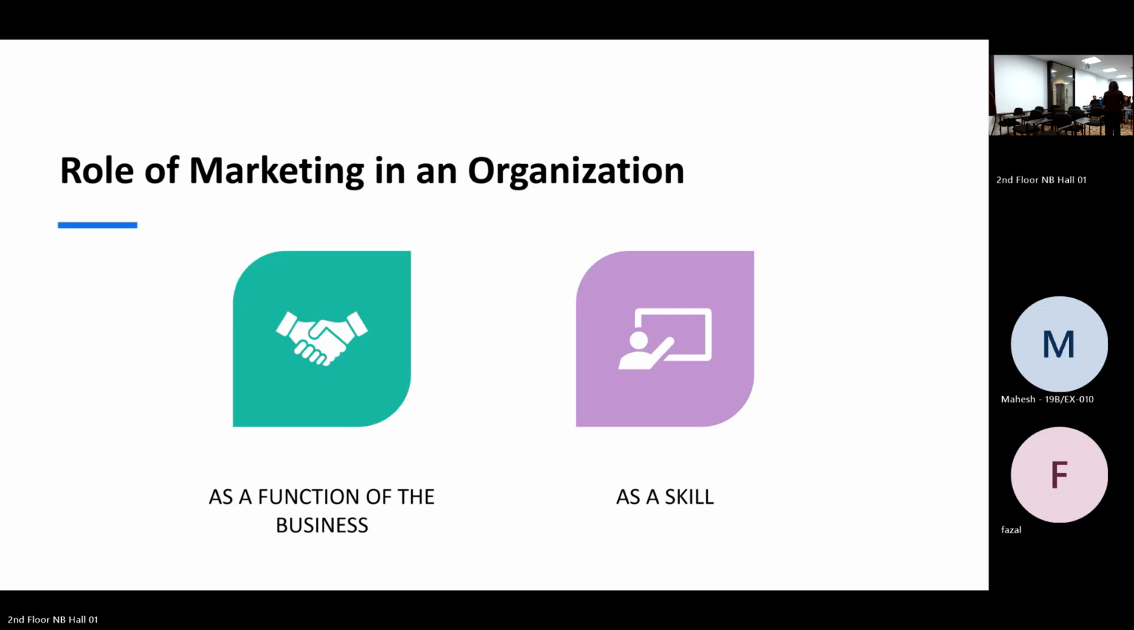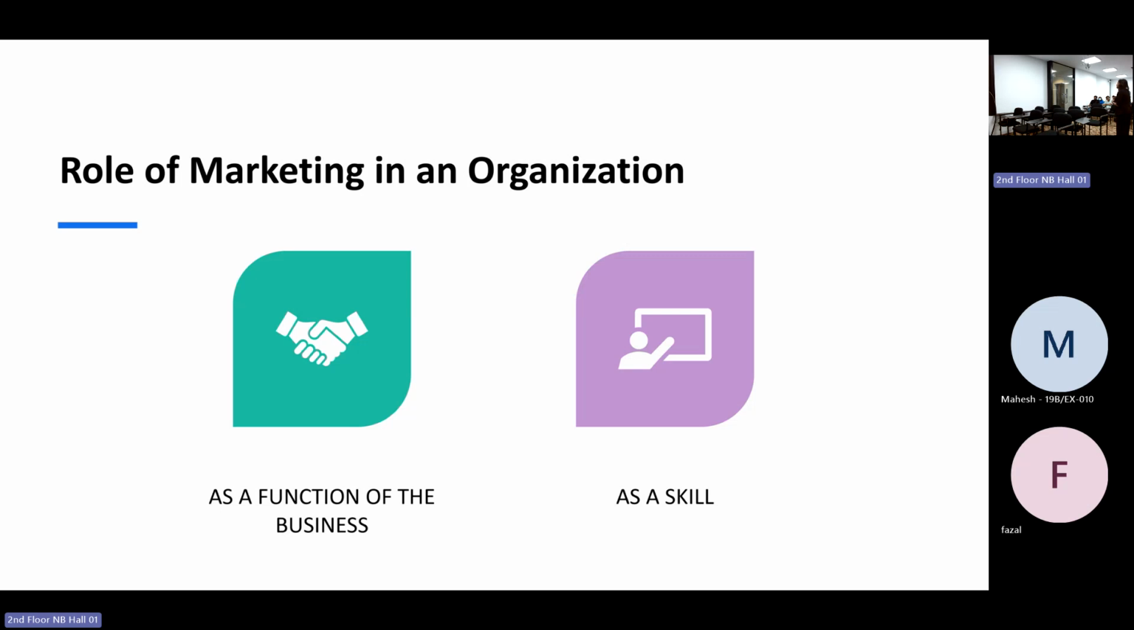Admin, operations, production, finance, HR, right? IT. Those are different departments, or we call business functions, right? Marketing also one. Okay. So as a business function, marketing helpful or it linked with other functions, right? So it's obvious thing because all these functions, even though they are working as separate departments, all these are interrelated with each other, right?